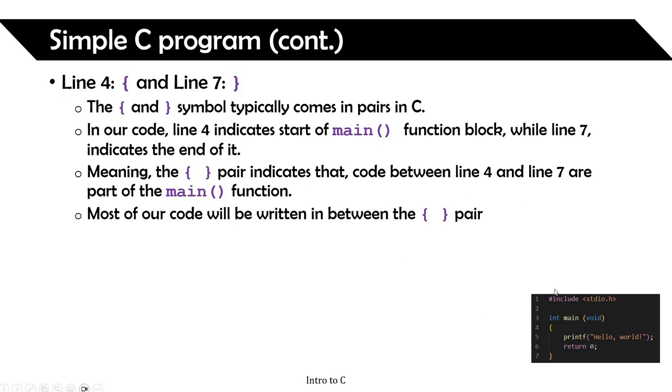So the code between line 4 to line 7, whatever is inside these two brackets, all falls under the main function. So all your code needs to be written within this open and closed curly bracket. That's how the compiler understands what part of the code falls into the main function.